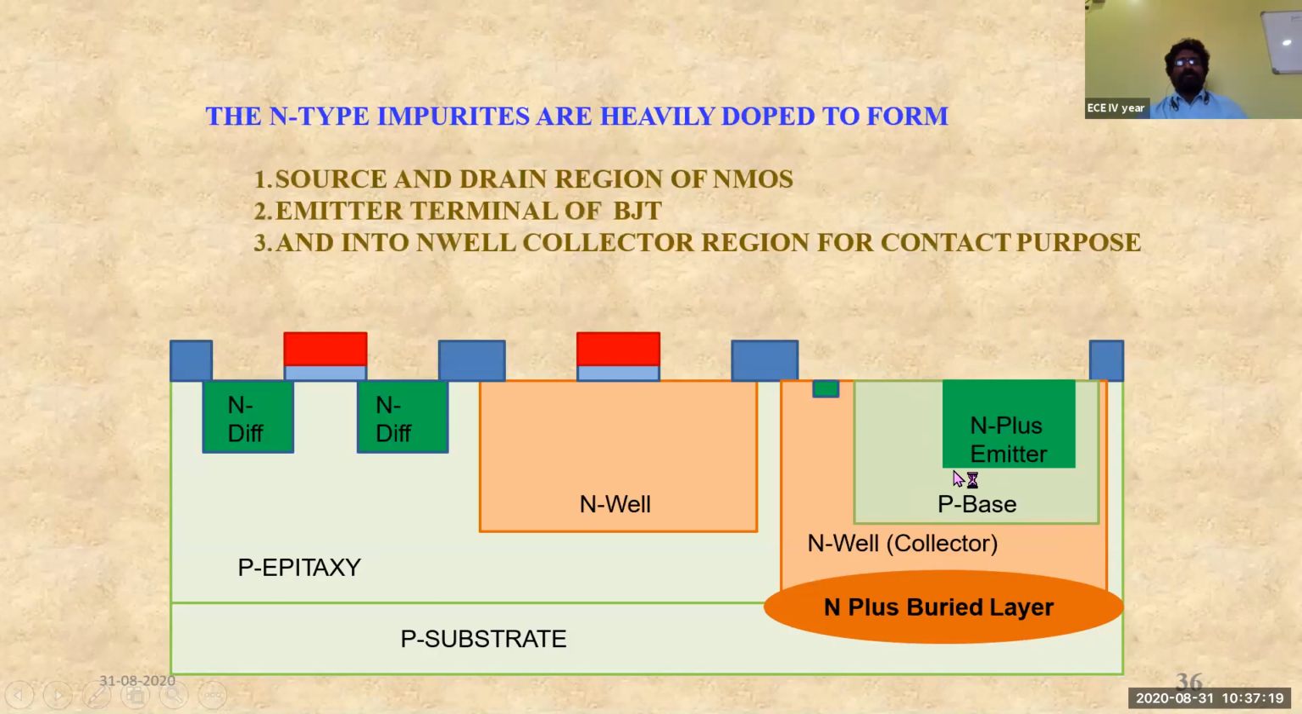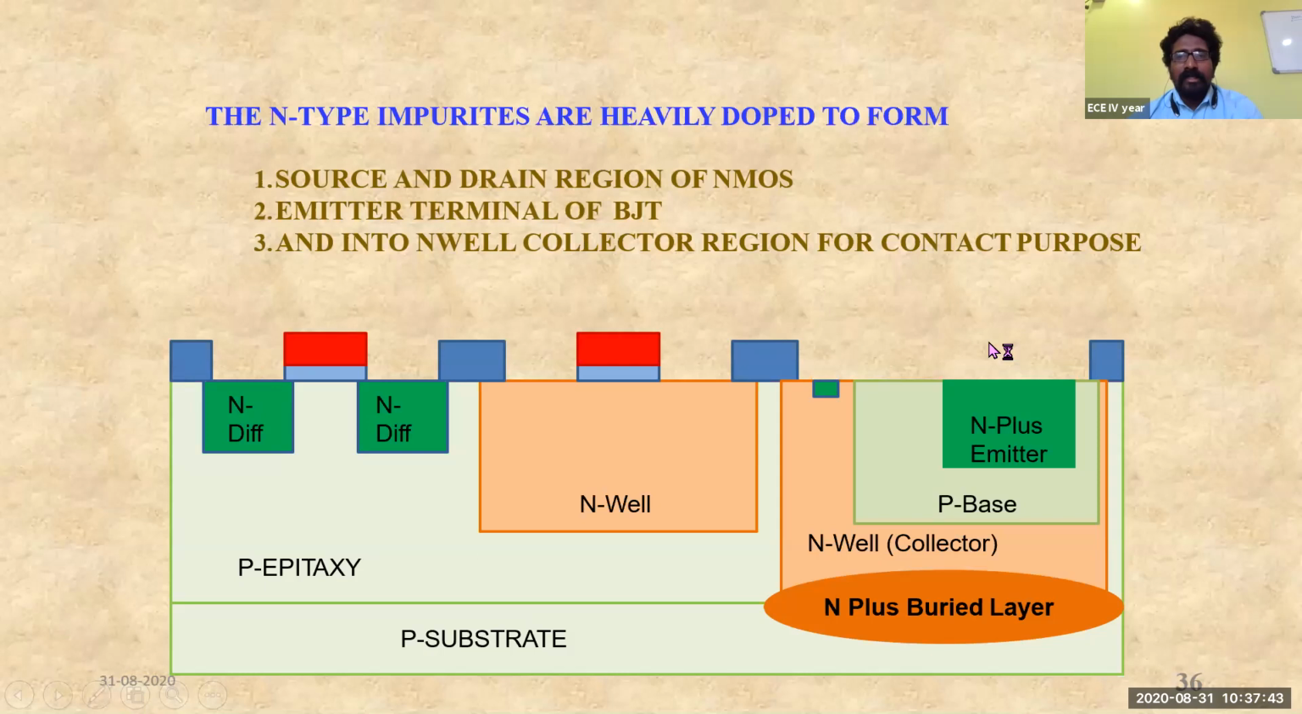And you can see it now. Here the N type impurities have been doped. The N type impurities are heavily doped to form first the source and drain regions of the NMOS. The N type diffusion has been done in order to form the source and drain regions. Then later here, N type impurities have been formed in order to form the emitter region.